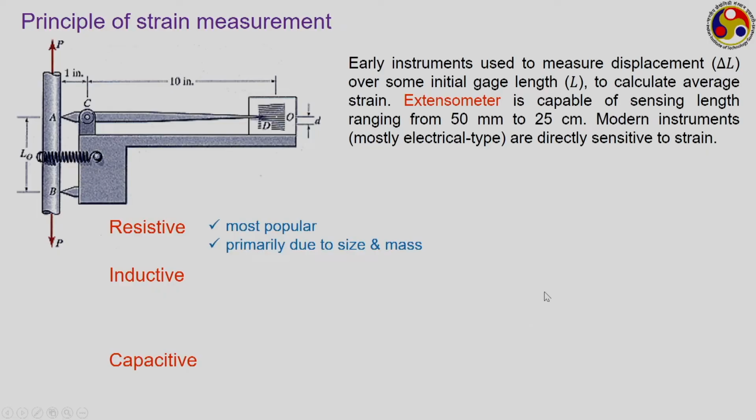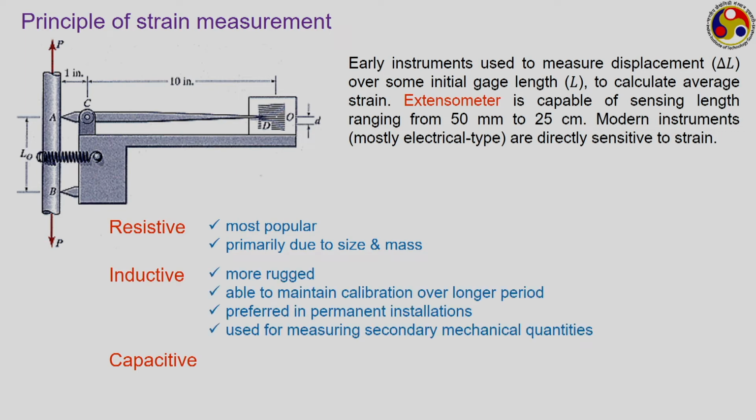They are mostly popular because they are generally available in very small size, so that they can directly be fixed on the specimen where we are looking for the measurement, and their mass is also negligible. Therefore, once we attach them to the actual specimen, it hardly causes any change in the characteristic of the system itself.